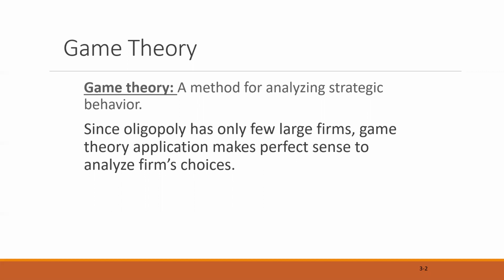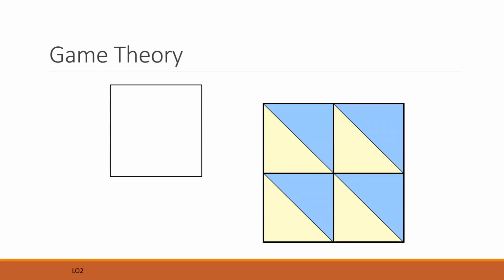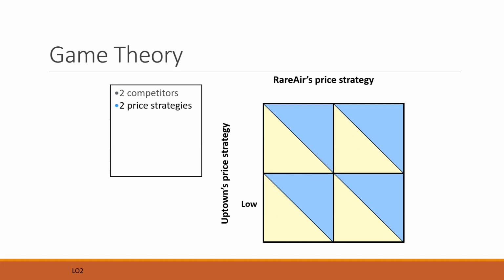Now, to see an example of this, let's take a scenario of duopoly. That means assuming only two competitors or two firms. Let's consider them as Rare Air and Uptown. And they have two strategies here. Of course, price can be a continuous variable, but we are assuming that they have to choose only two types of prices, which is high price and low price.